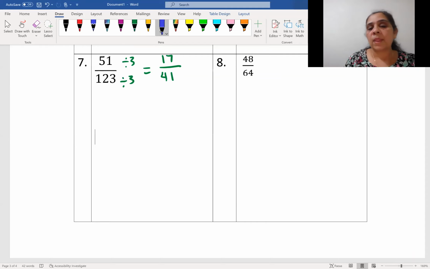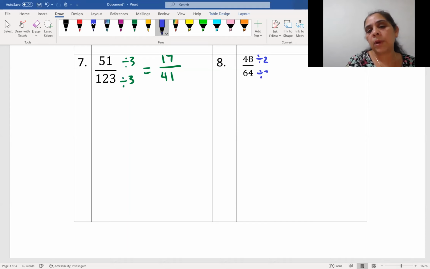Next one, 48 and 64. What number can we divide both of them by? What is the common factor in between? See, that's how you will think about it. Whenever you need to reduce a fraction, always think, what number can I divide both of them by? What is the common factor in between? If we cannot think of anything, both of them are even. So we can reduce by 2.